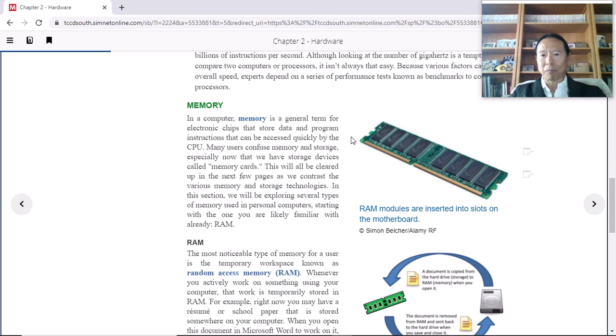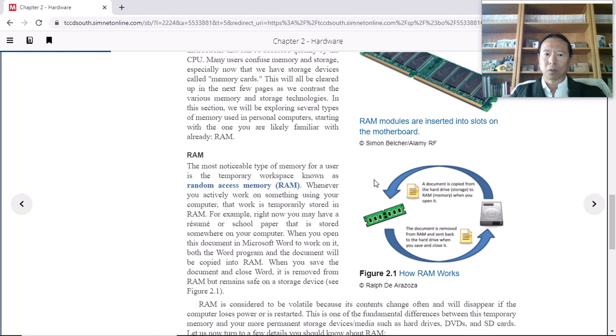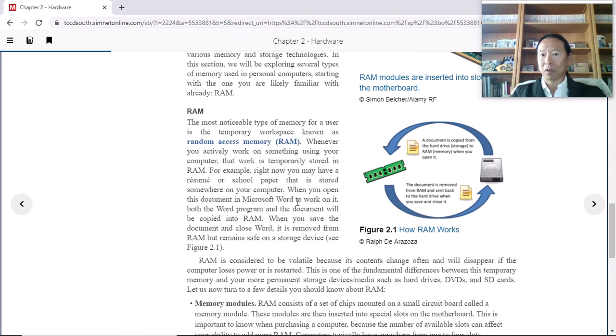Memory, see the memory chip here, RAM. We talk about RAM, we talk about ROM. So RAM here is like a temporary workspace to keep your homework assignment. When they say temporary workspace, you need to save your work from time to time. You want to keep saving, otherwise, if something goes wrong, you're going to lose all of your work.